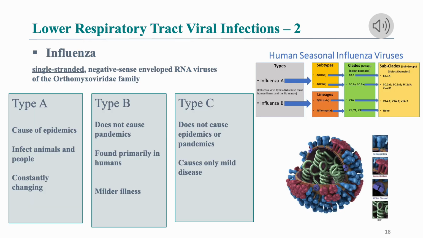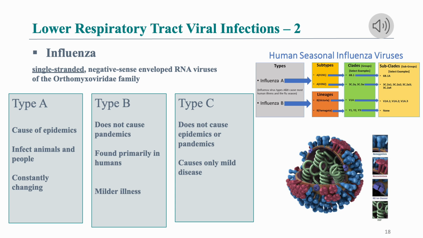Influenza is the next lower respiratory tract infection. Influenza, also known as the flu, is a single-stranded, negative sense, enveloped RNA. There are 3 different types of the flu. So we have type A, type B, and type C.